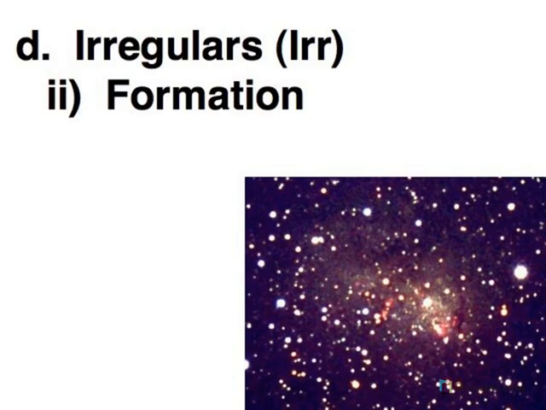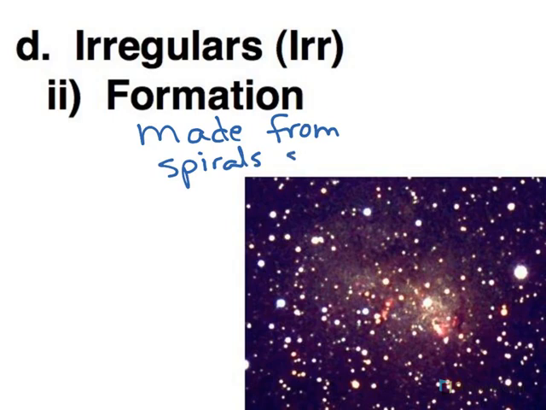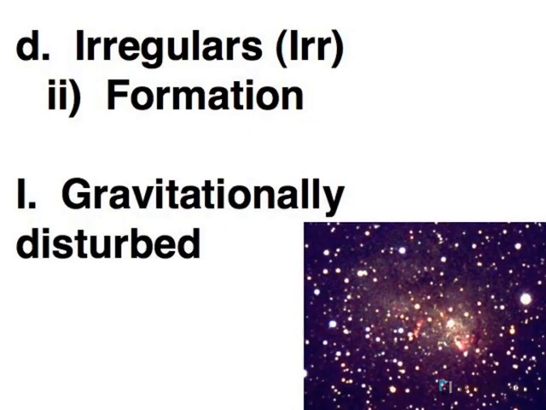What distinguishes irregular galaxies from spirals and ellipticals is that irregulars are made from spirals and ellipticals. They didn't form this way. They changed into this shape. And what's changing them is gravity. So what we are looking at are galaxies that are being pulled apart by gravity.